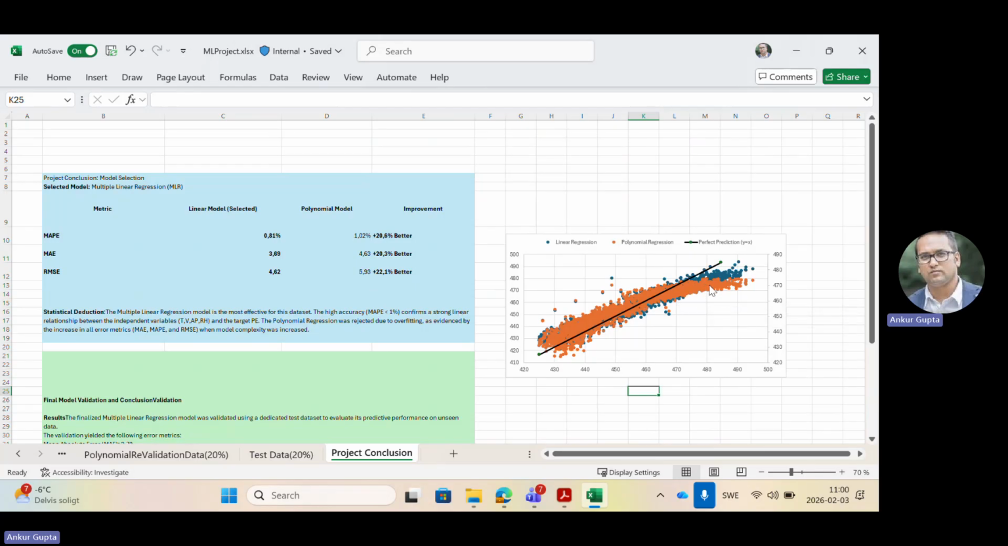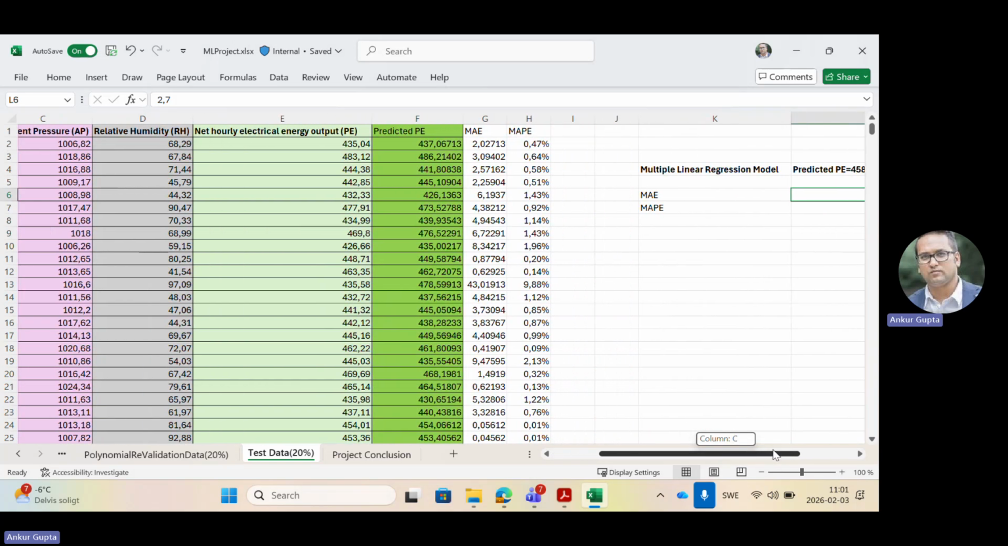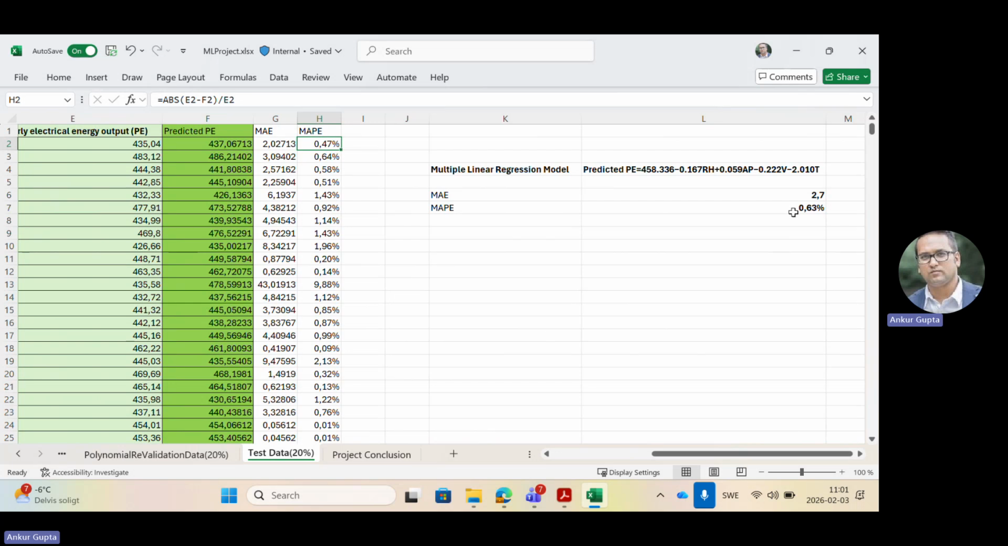The orange one is the polynomial regression and the blue one is the linear regression. These are approximately the same values up to a certain point. And then after 470, the graph of the polynomial shifts downward, and the blue, which is the linear regression, is upwards. So we selected linear regression as the better model. We used the test data to run the multiple linear regression model, and after calculating the predicted values, the MAE and MAPE averages came out to be 2.7 and 0.63%.